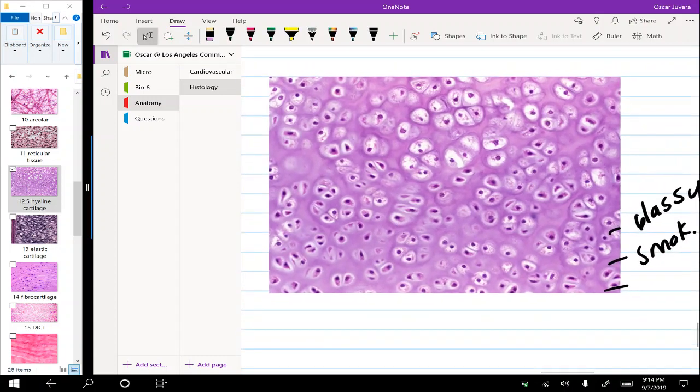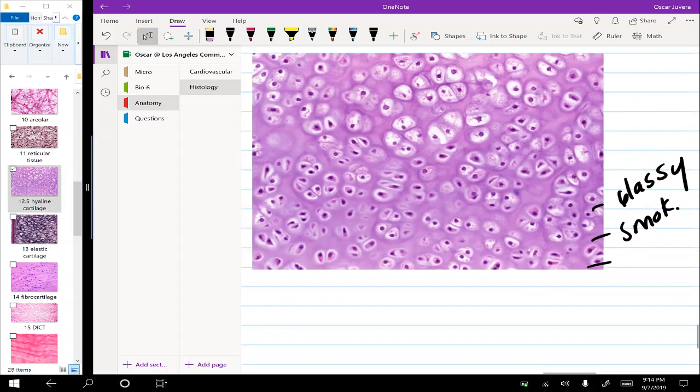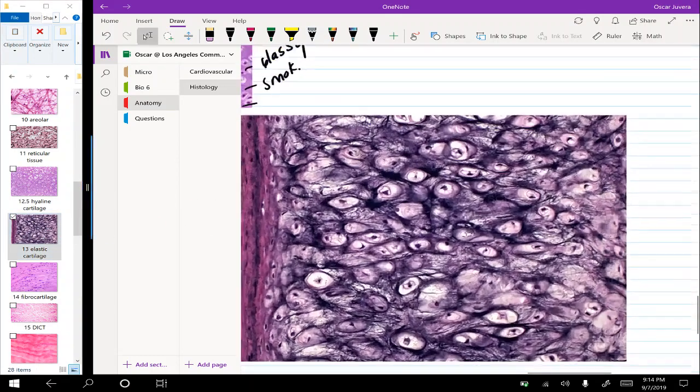Yeah. So hyaline cartilage is found many places, but one of them is at the tip of your nose, or even at the ribs. So if you ever heard of someone getting a nose job or rhinoplasty, and they need to get cartilage to fix their nose, they usually head for the ribs. Hashtag Michael Jackson.